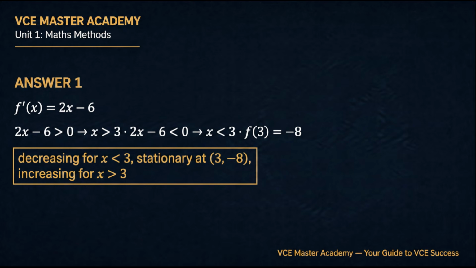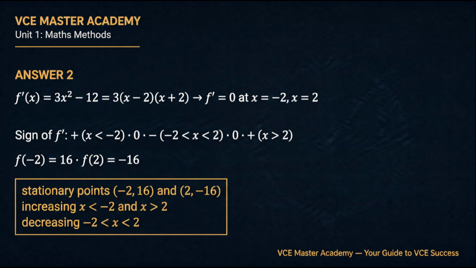For the point itself, back to the original function. f(3) is 9 minus 18 plus 1, negative 8. So the story, left to right: downhill for x less than 3, flat at the point (3, negative 8), uphill for x greater than 3. A valley, just like every positive parabola. If you wrote the intervals the other way around, sketch a quick parabola next time and let the picture referee. Box it. Question 2. The cubic.